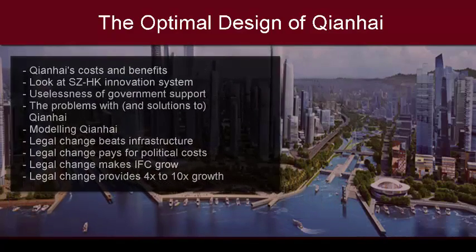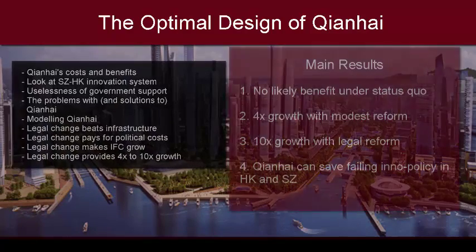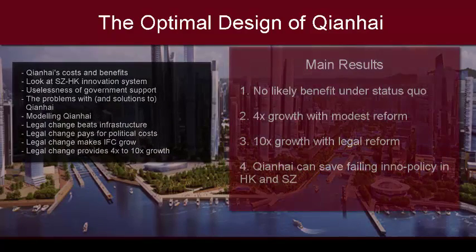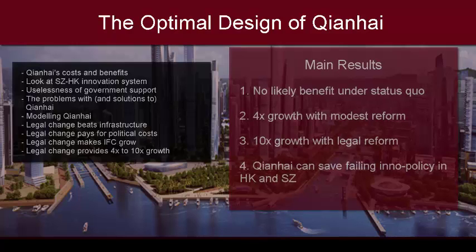And the main results that we find in this presentation are that Qianhai is unlikely to produce any benefits as it is currently designed. We show that Qianhai should produce 4 times growth in these innovative sectors with only modest regulatory reform. We show that there could be up to 10 times growth with significant legal reform. And we show how the Qianhai project can actually save failing innovation policy in both Hong Kong and Shenzhen.